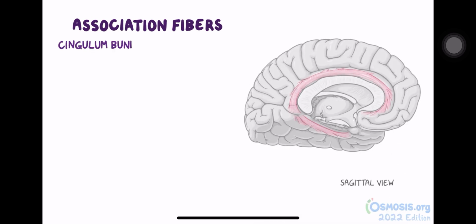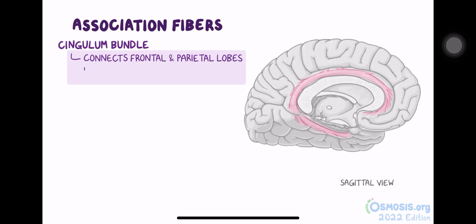The cingulum bundle, or cingulate fasciculus, connects the frontal and parietal lobes with the parahippocampal gyrus and temporal lobe, passing through the white matter of the cingulate gyrus superior to the corpus callosum.